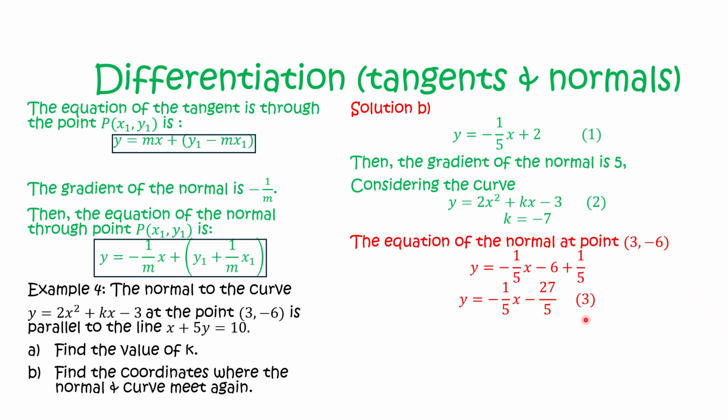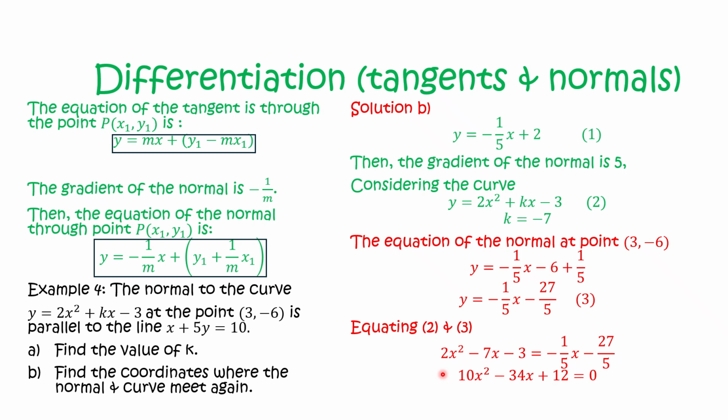So now we have 3 equations. Now we want to find where these lines intersect. One is a straight line and the other one is a curve. So we are going to equate equation 2 and equation 3 because this is where they would intersect. In so doing, we are going to have 2x squared - 7x - 3, which we obtained from equation 2 after substituting the value of k we obtained, which was -7, equals equation 3, -1/5 x - 27/5.